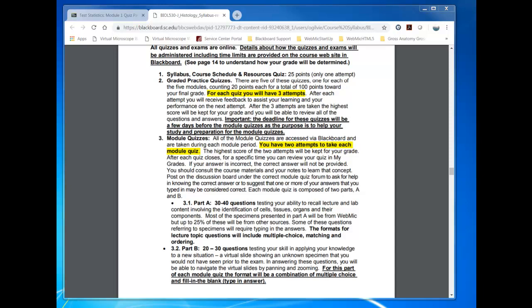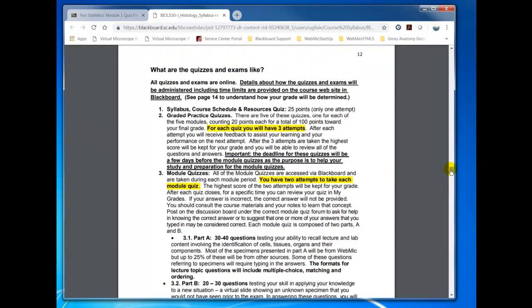I want to share some insights about the most recent quiz: the graded practice quiz, the Module 1 Part A quiz, and the Module 1 Part B quiz. First, I want to draw your attention to page 12 of the syllabus.